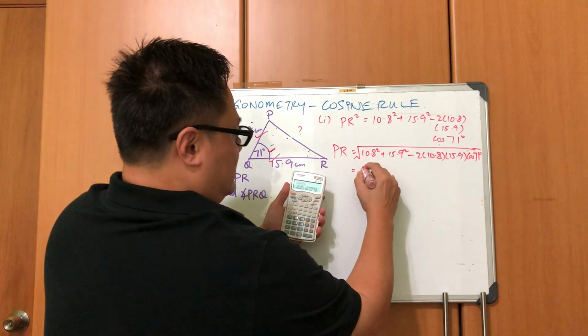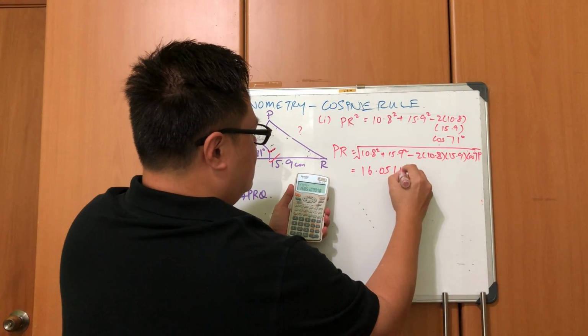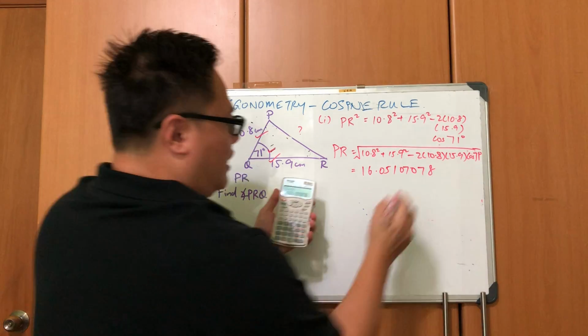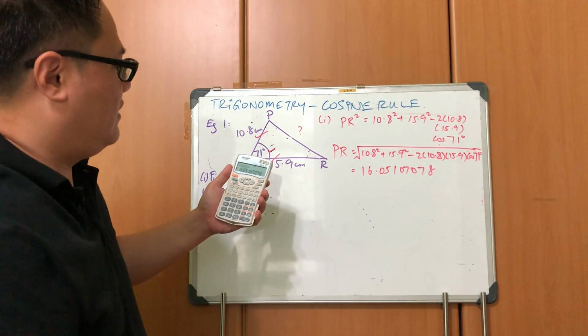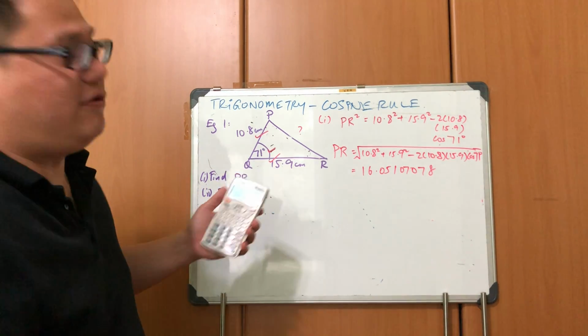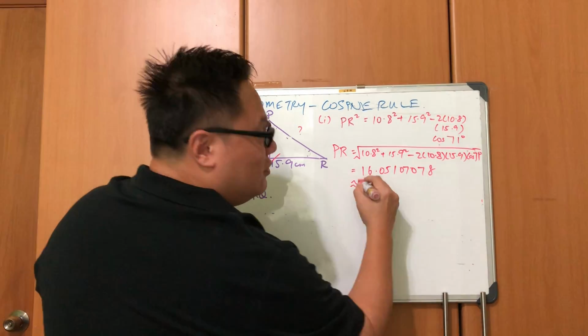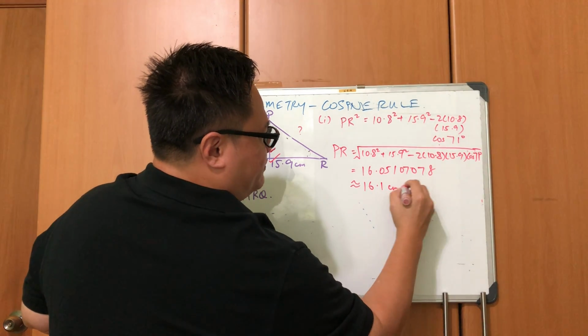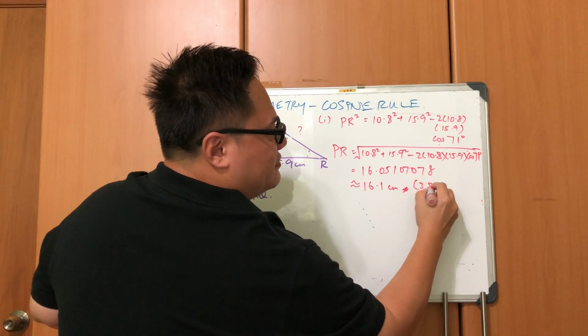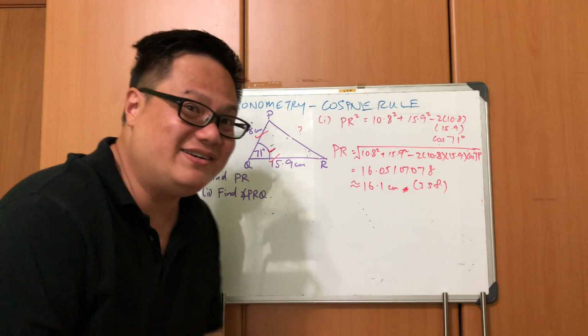So I write down first 16.05107078. You can write down all 10 digits. If not, at least write down 5 digits. Then after that, you round it off. Length, you always round off to 3 SF. So 16.1 cm, 3 SF.